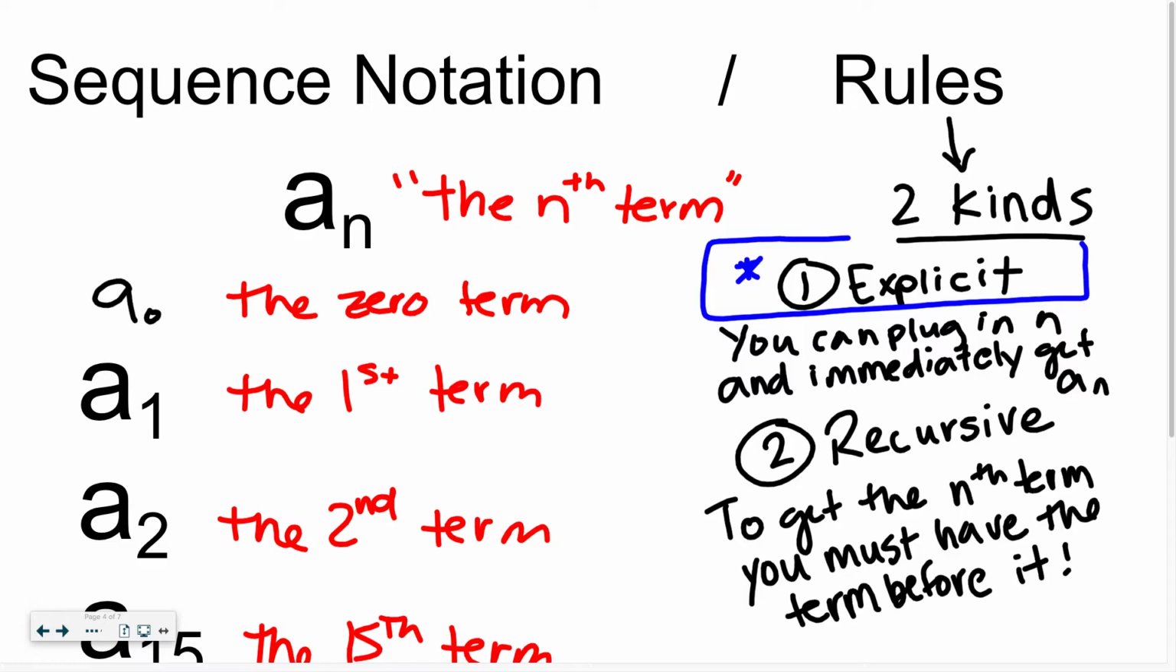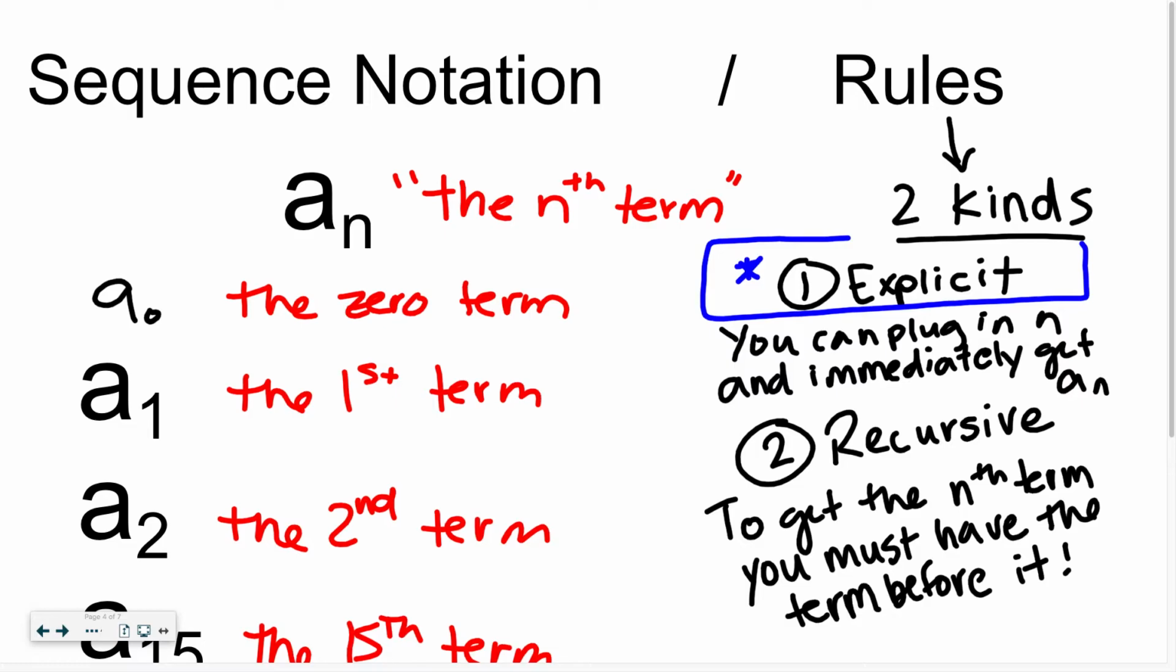So it's like if I wanted the 15th term, the only way I could get the 15th term is if I knew the 14th term. And in order to get that 14th term, I would need the 13th term, and the 12th term, and the 11th term. So you can't just jump ahead to the 100th term in a recursive rule. You need the term that comes before it. Okay, so you're going to be really focused on writing these rules that are considered explicit.